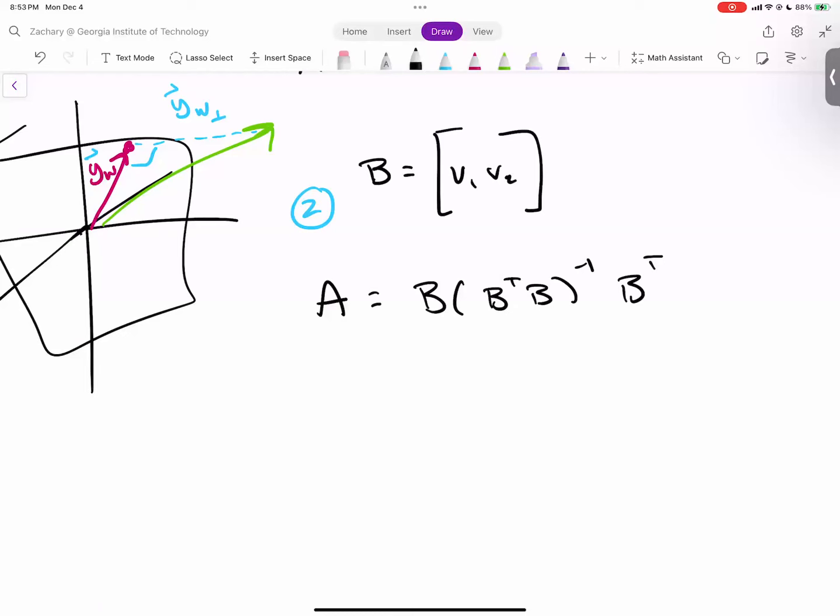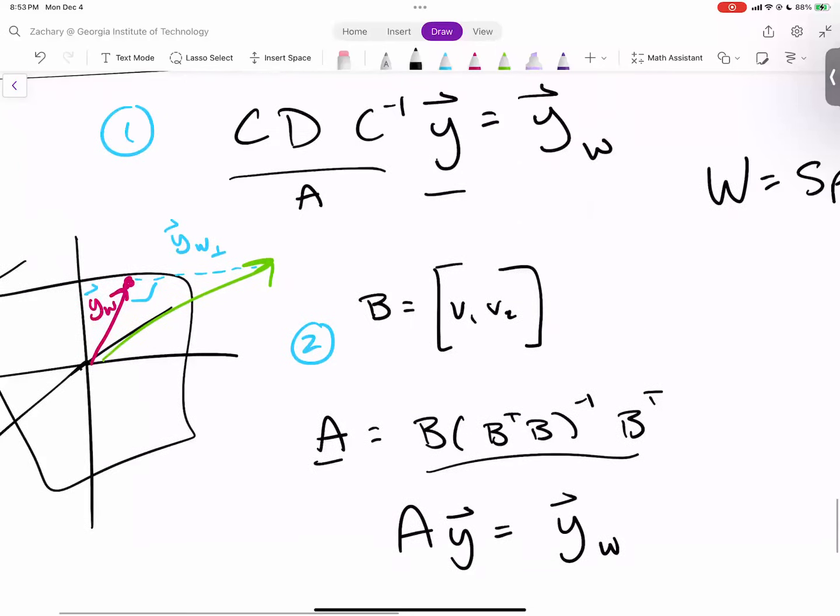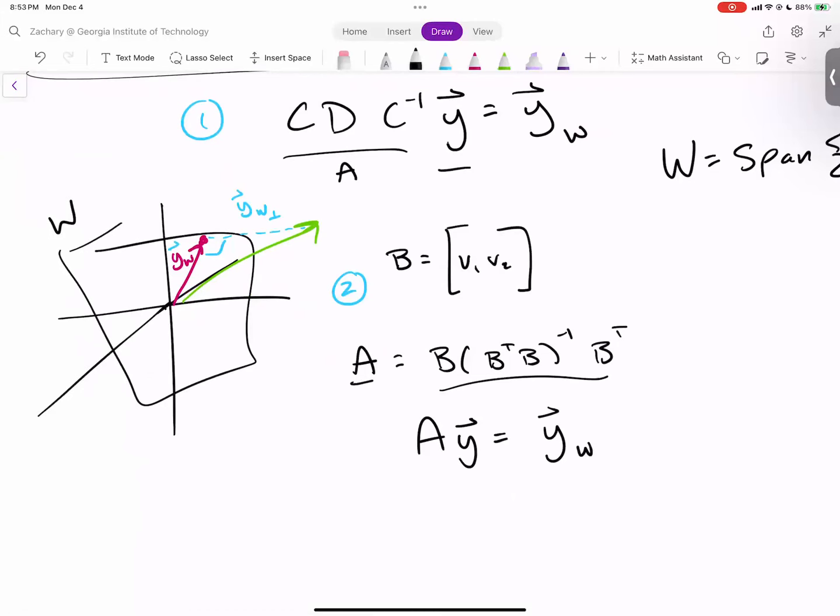Can someone validate that? If anyone can correct that, let me know. I always misplace where the T's go. So this can give us this matrix A as well, and then A times Y is equal to YW. This way is a headache, but you can do it. It's not impossible. Again, still a way to do it. Now to talk about the easier ways to do it.